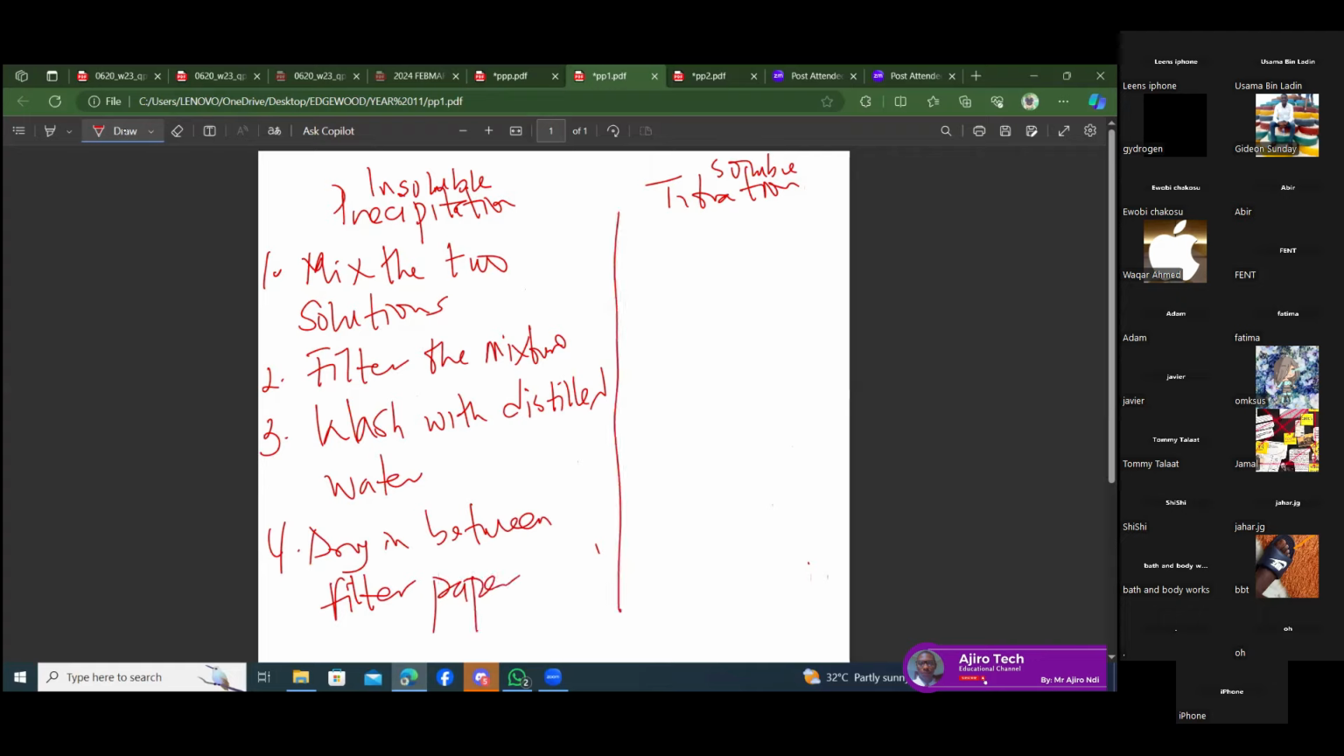But for the titration method, the first step is to add activated charcoal to remove the indicator. The essence of adding activated charcoal is to remove the indicator. Step number 2, after adding activated charcoal to remove the indicator, is to heat to the point of crystallization.